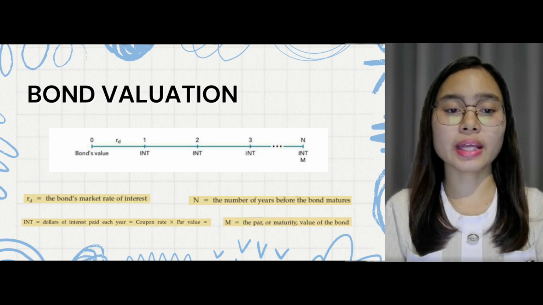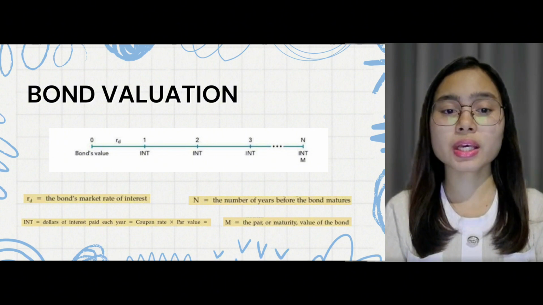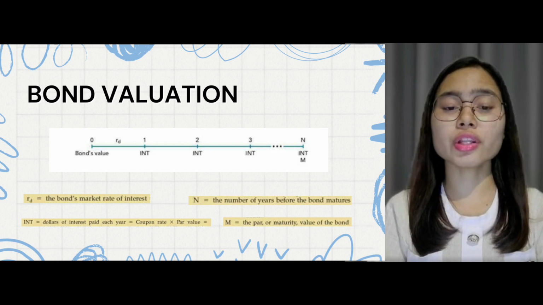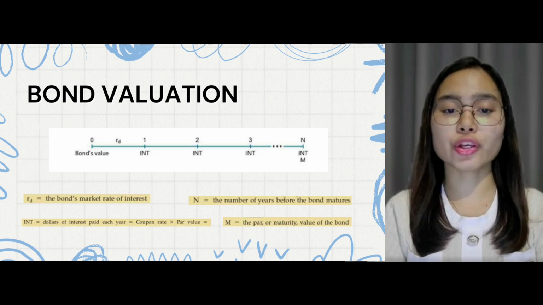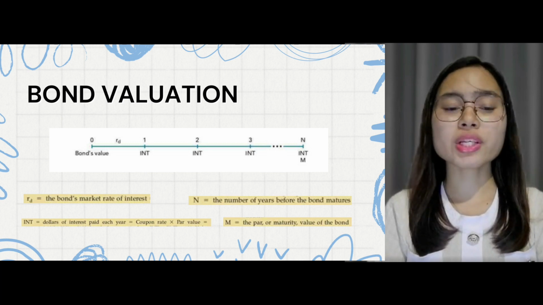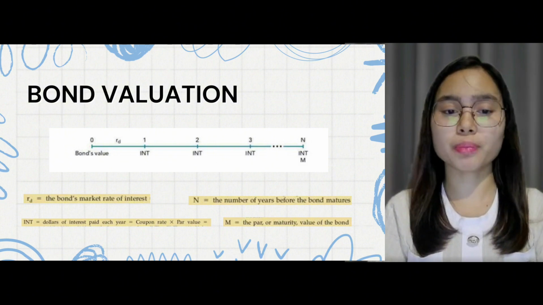Second is N, which equals the number of years before the bond matures. We also have INT, which is the dollars of interest paid each year. This is the coupon rate multiplied by par value. It is also equal to PMT, the periodic interest payment, which is par value multiplied by the coupon rate. And of course, we have M, the par or maturity value of the bond. This amount must be paid at maturity.